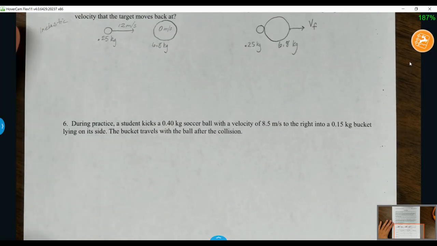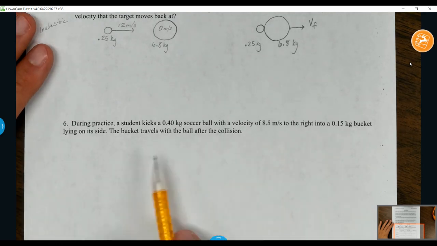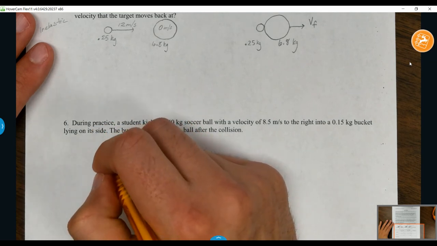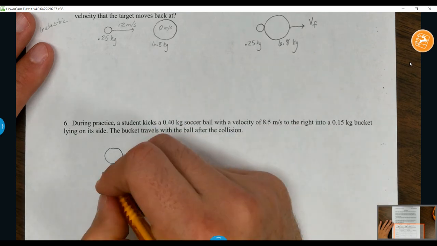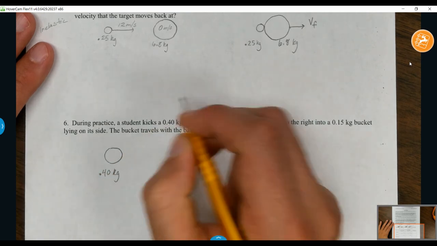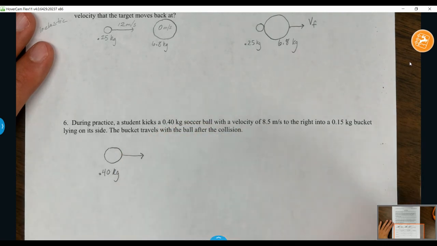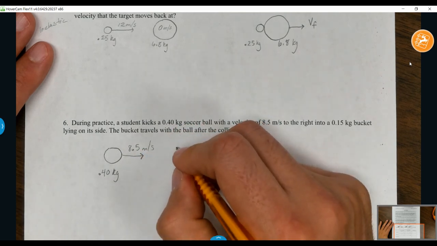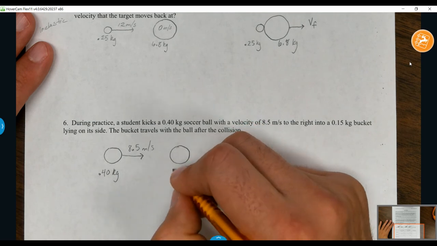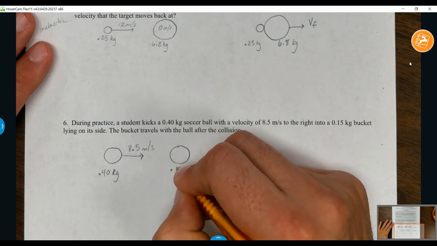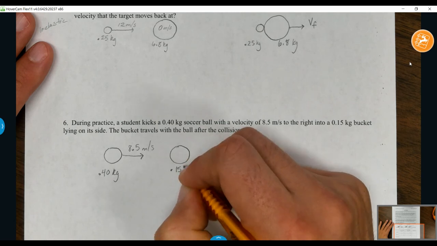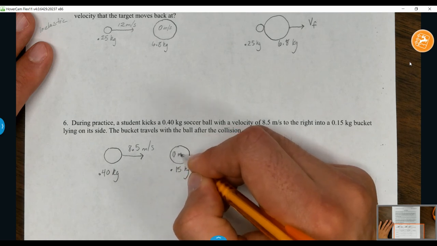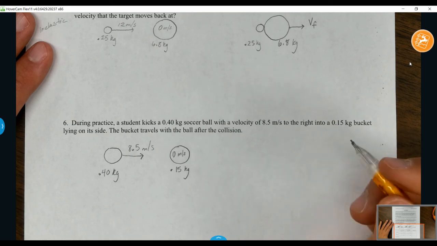And during this one, the bucket's lying on its side. You kick a ball into it, so they're going to move together here. Let's draw this one out. You have a ball that's 0.40 kilograms. It's kicked and is moving to the right at 8.5 meters per second. It strikes a bucket. The bucket is hollowed out a little bit, so it's not as heavy, 0.15 kilograms, and it's not moving, so we're going to say it's 0 meters per second.